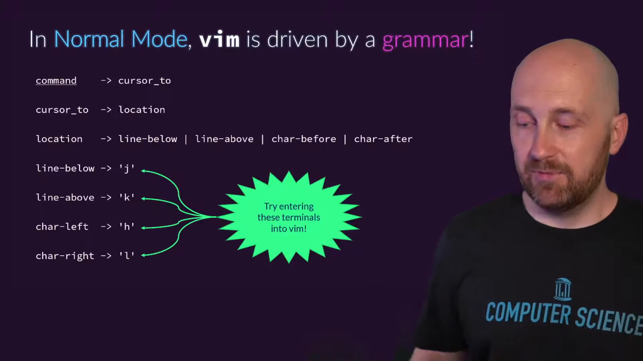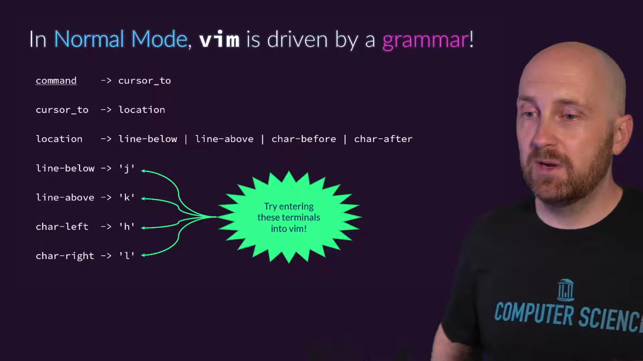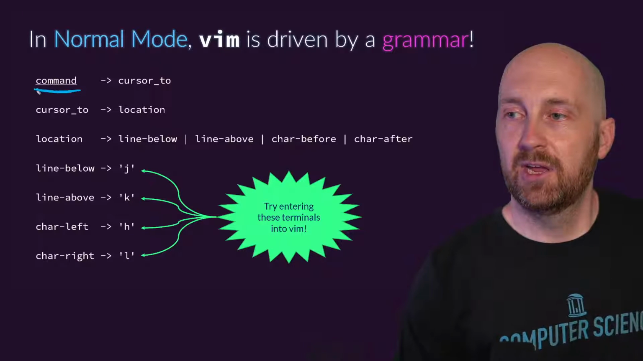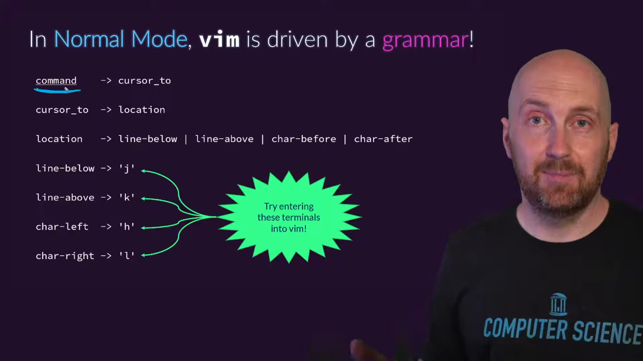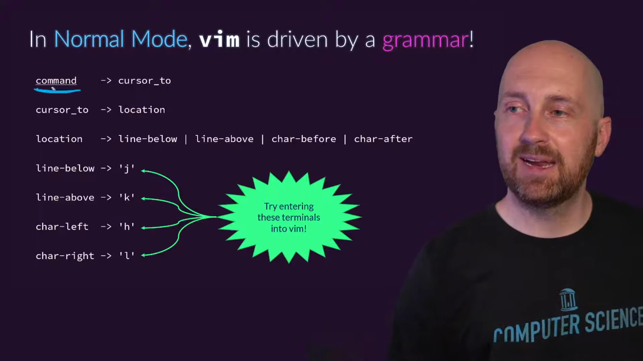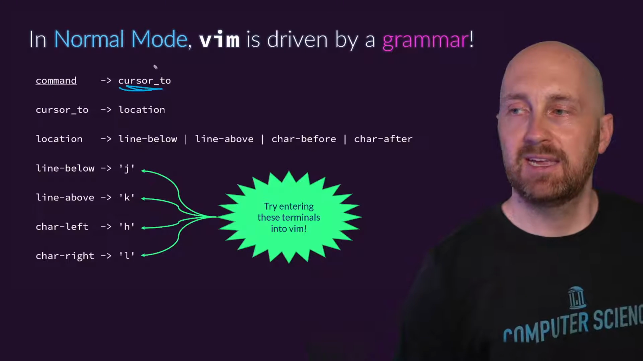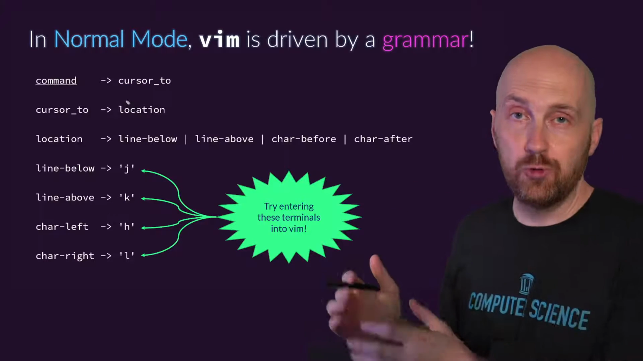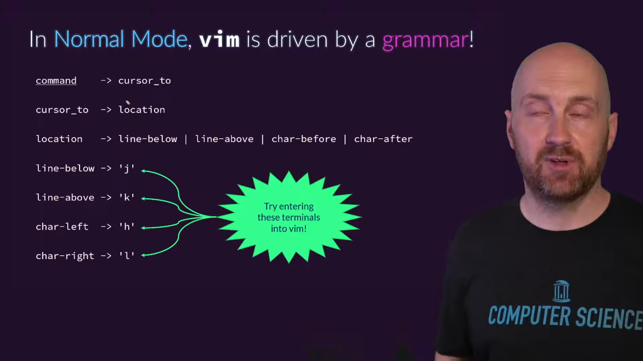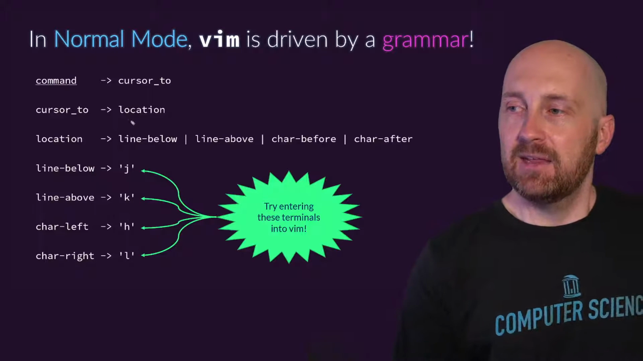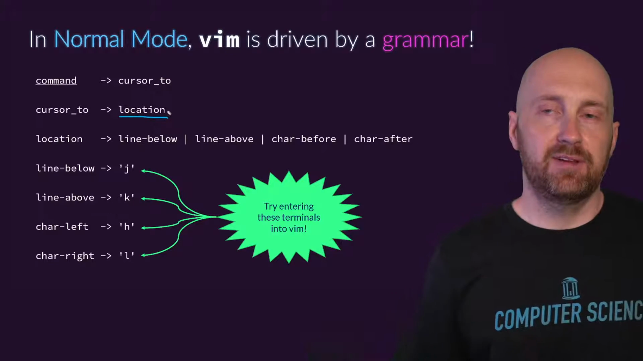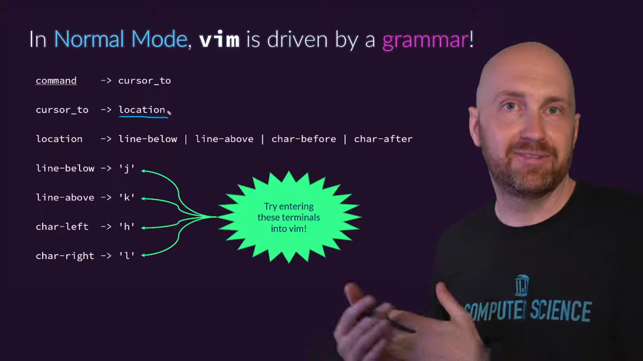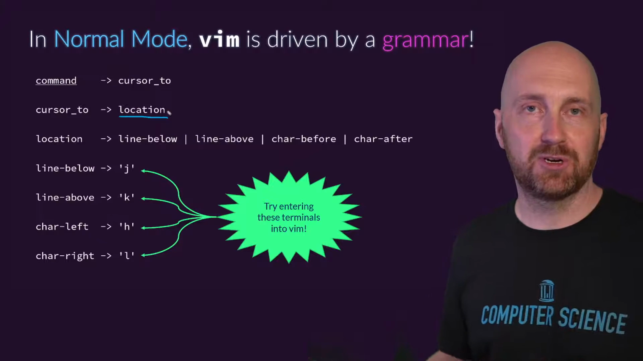Right? So if we take a look at our grammar and just review what we know about these grammars, we see that our starting symbol is a command. So when we're in normal mode, we're giving commands. And we're going to see that right now, the only command we can give is a cursor to command. So that's going to move our cursor from where it is to some other position. These are the types of commands we're forming. And this grammar is written kind of deliberately. Notice the cursor to rule is just an alias of location. So there's no difference between cursor and to and location.